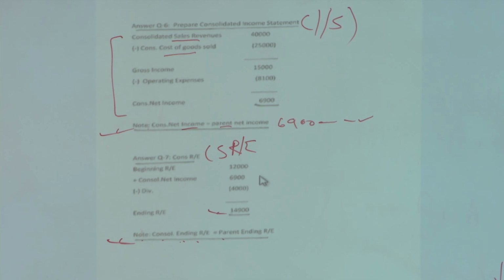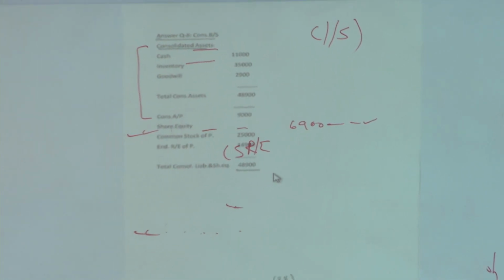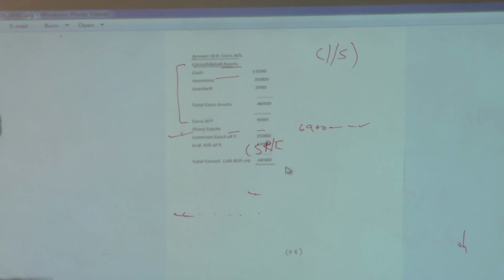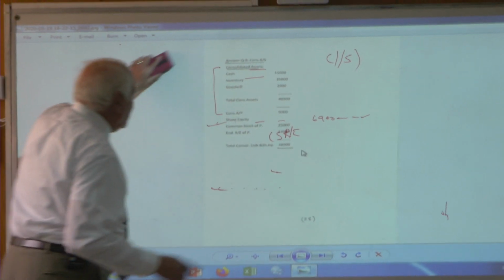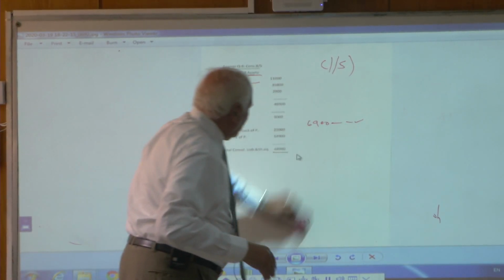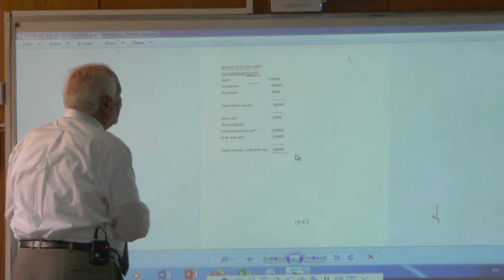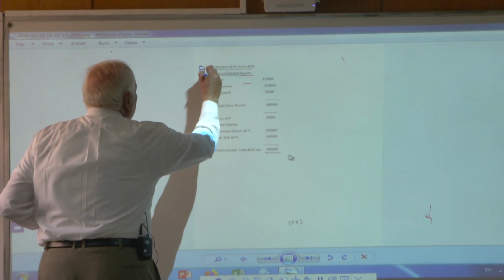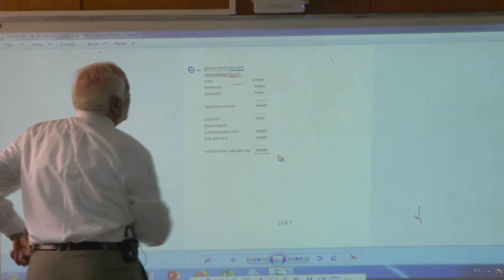The last page in this part, the last page in example 4. We're still in example 4. Last page of example 4. Okay. Last page, I take this one here again. Question 8. Question 8, yes. Consolidated balance sheet.